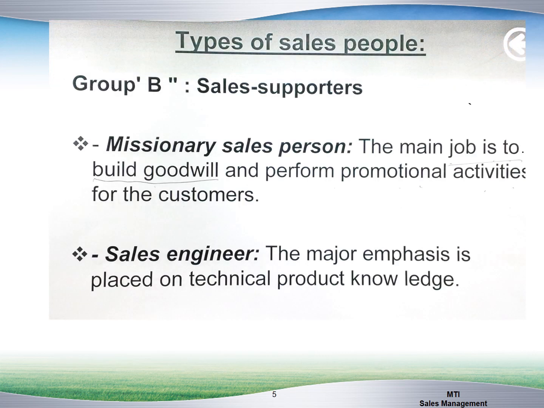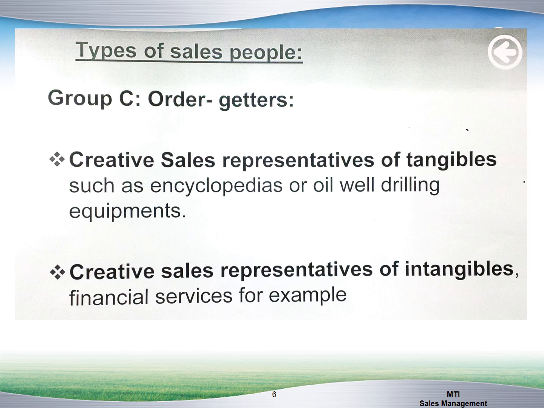The second group is sales supporters, such as the missionary salesperson, whose main job is to build goodwill and perform promotional activities. The sales engineer focuses on and emphasizes the technical part of the product. The third type is the order getter, a creative sales representative for tangible and intangible products.